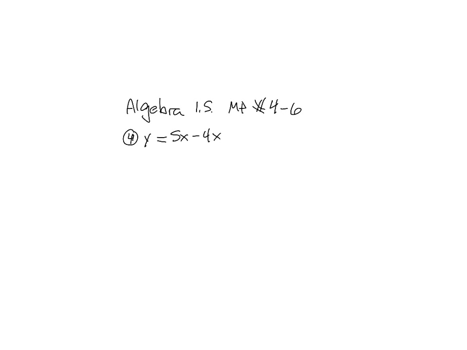All right, here we've got Algebra 1.5, monitoring progress, numbers 4 through 6. Again, we're supposed to solve this equation for, in this case, x. And when I say solve for x, what we mean is to isolate the x.